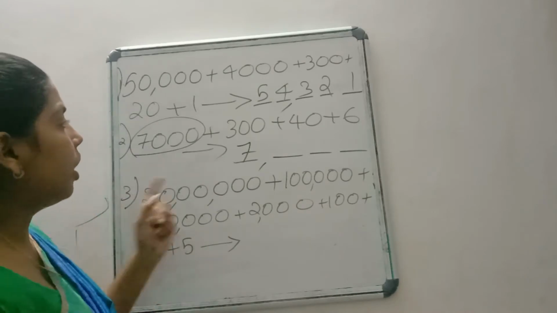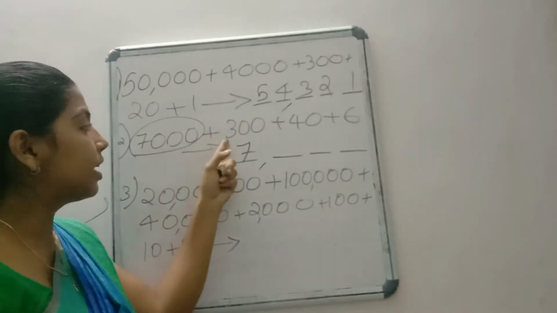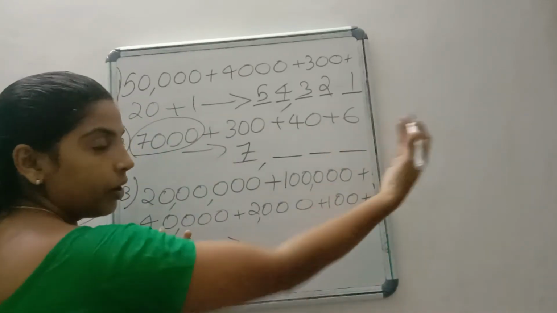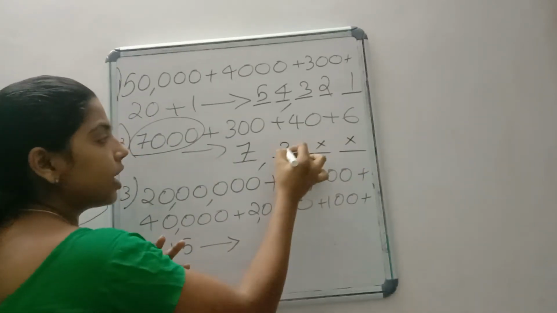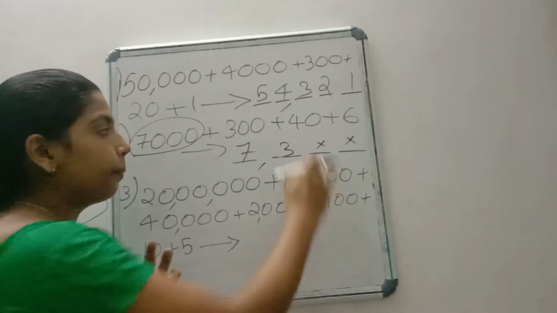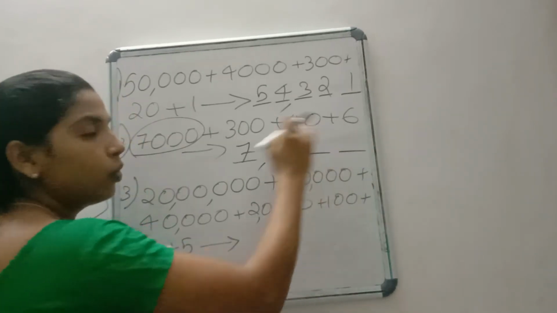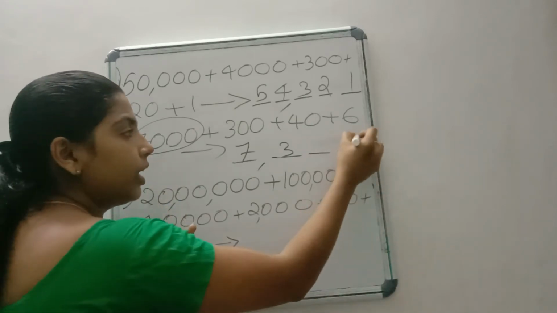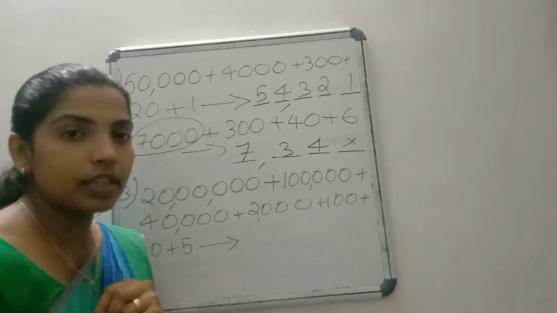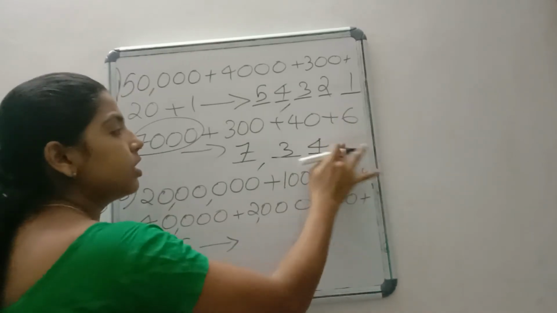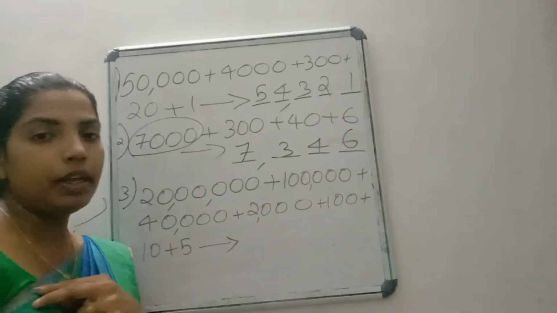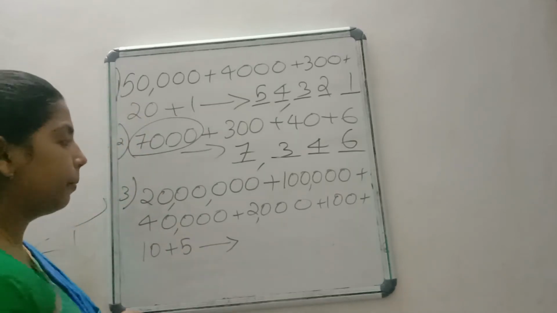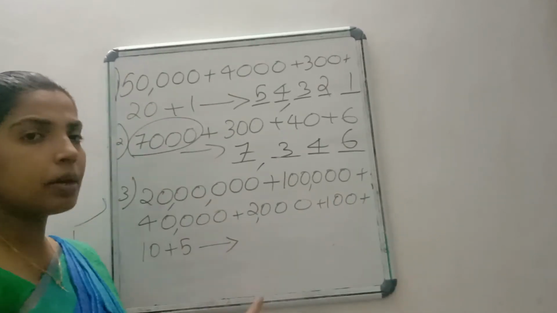Okay. Now move to the next number. Next number is 300. How many zeros are there? 2 zeros. So from the right end, leave 2 places and in the next place write that 3. Now, which is our next number? 40. How many zeros are there? Only 1 zero. So, starting from the right, leave that 1 place and write in the next place that 4. And the final number is 6. So, our number is 7,346.